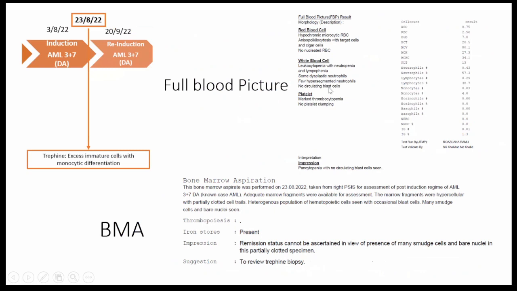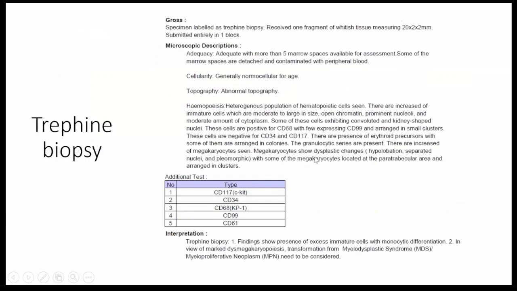Subsequently, post-induction, based on the blood film, there was pancytopenia with no circulating blast, and we failed to get a marrow aspirate, so remission status cannot be ascertained. On trephine biopsy, because we did CD99 at the first diagnosis, on this current trephine we also did CD99, and those CD99-positive cells are arranged in small clusters. So we suggest there is presence of excess immature cells with monocytic differentiation. In view of the megakaryopoiesis, transformation to MDS/MPN needs to be considered.